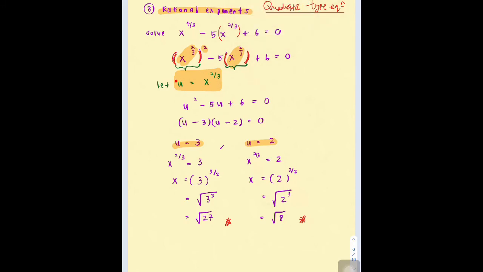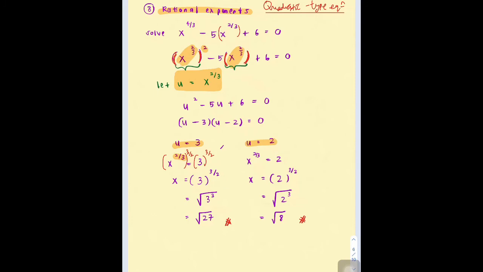Okay, please substitute back what is the u, put this here. So this is equal to 3. Another one, u, which is x to the power of 2 over 3, this is equal to 2. So let's solve this. How to get rid of power 2 over 3? The way to get rid of power 2 over 3 is to take this to the power of 3 over 2. And also, your right hand side take to the power of 3 over 2.